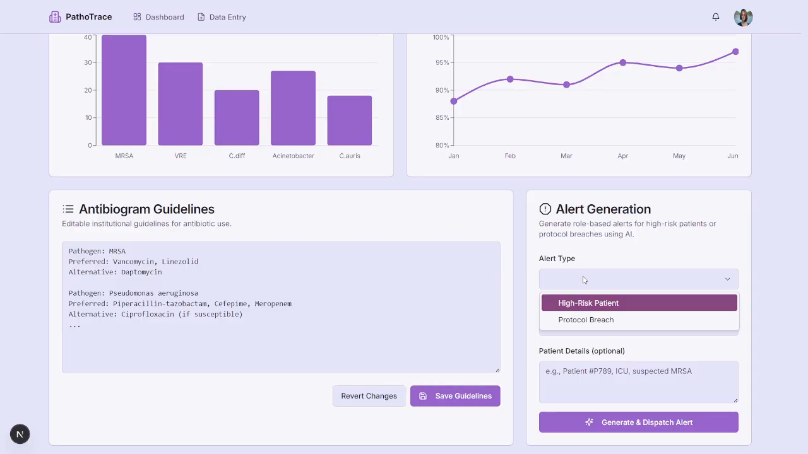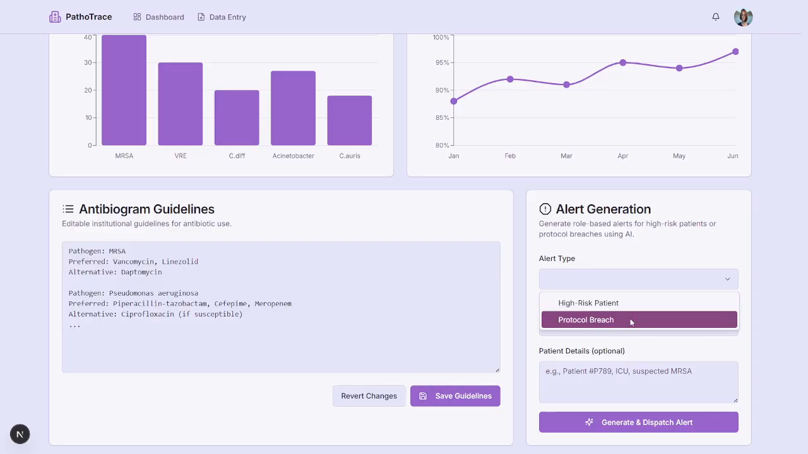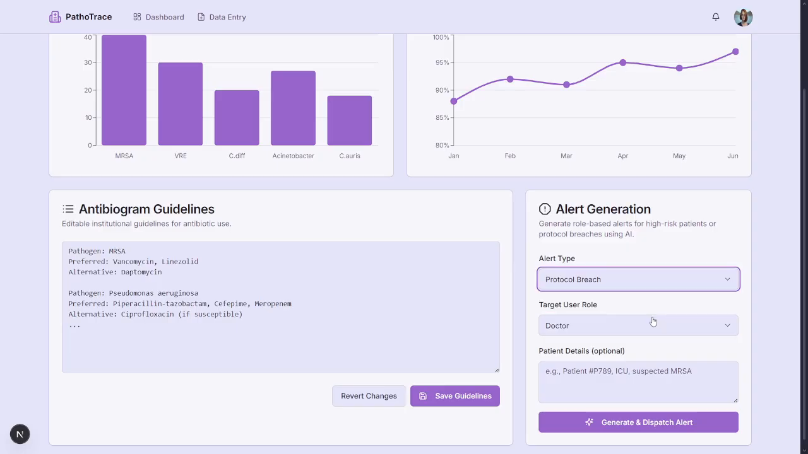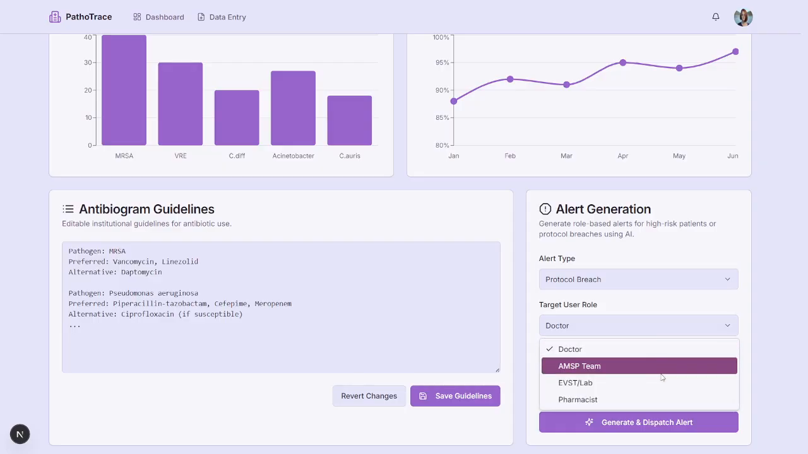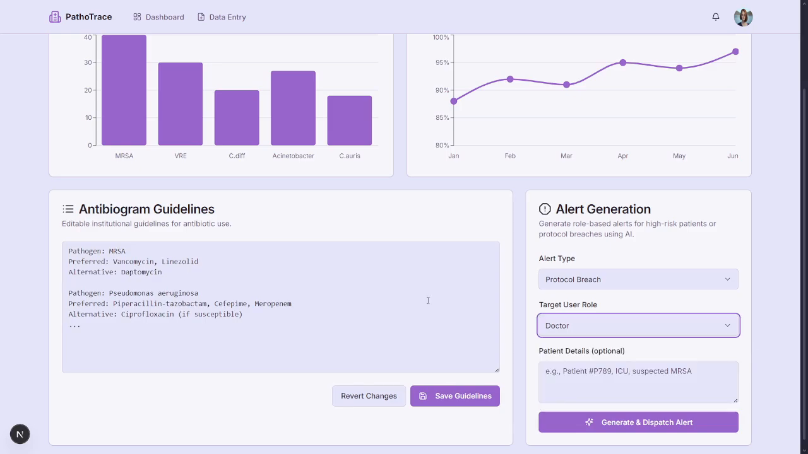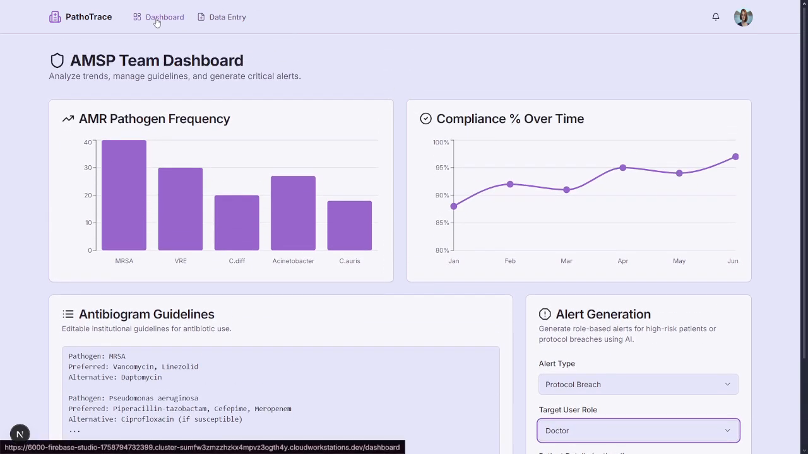There can also be an alert that they can generate. For example, if after analyzing the patterns, the AMSP team finds out that there's a high risk patient or there's a breach in the protocol, then they can raise an alert using this tool. And they can also choose whether this alert needs to go to the doctor, to the environment survey team, or to the pharmacist.